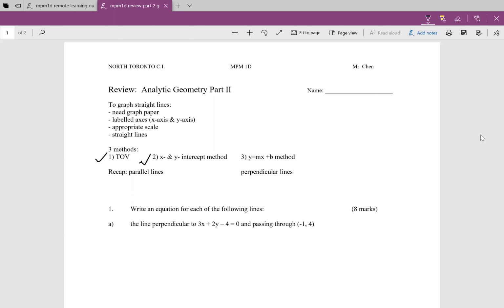The second method, the x and y intercept method. It's kind of like the table of values method, but of course we let the x and y be 0 and solve for the other unknowns. That's why we get 2 points. Again, some very straightforward algebra methods. But the third and final method, as a repeat, the y equals mx plus b method just simply means you have to count and understand what slope is.